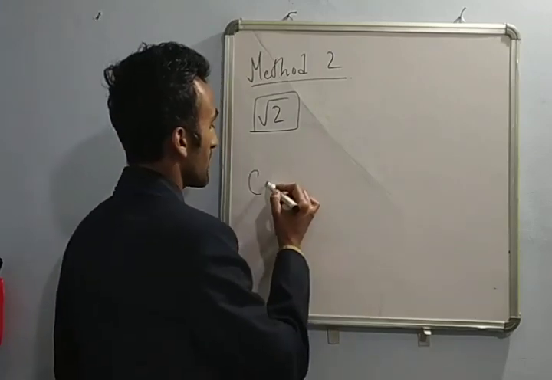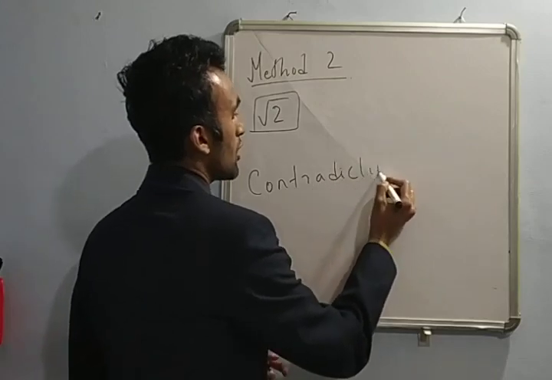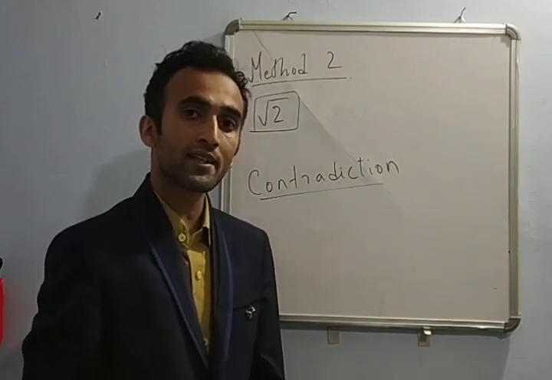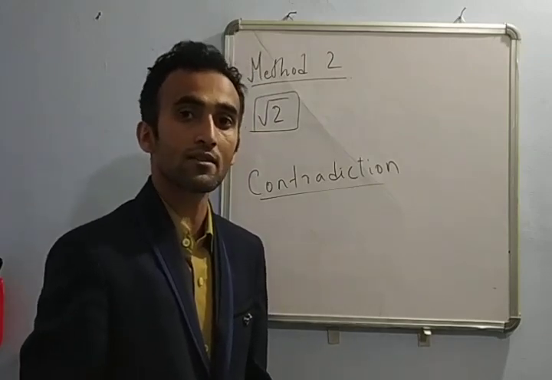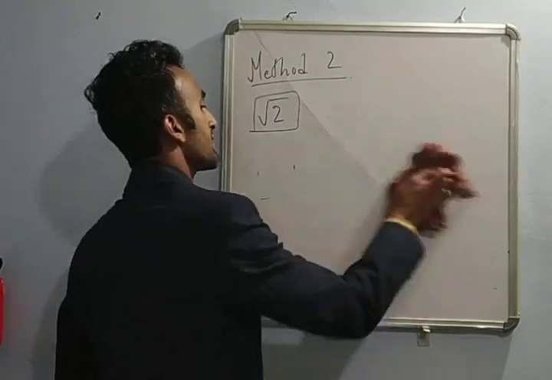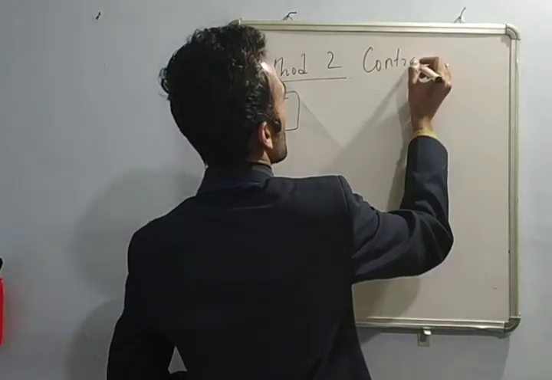Contradiction. Remember, contradiction. Contradiction means whatever you assume, and at the end it is not showing the same thing. It is giving you false. So that is called contradiction. Remember that. So let me do it by the contradiction method. Method number 2 is the contradiction method.